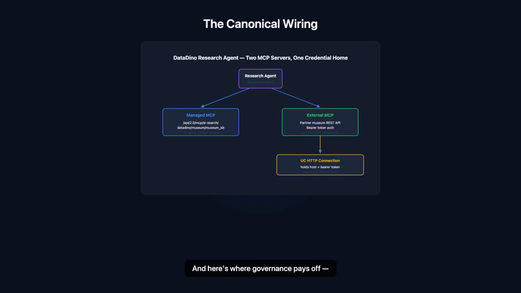And here's where governance pays off. The bearer token lives inside the UC HTTP connection itself, not in agent code, not fetched from a separate secret at call time. The Databricks proxy injects it on the way out. That's the whole picture: one agent, two servers, one governed credential home.